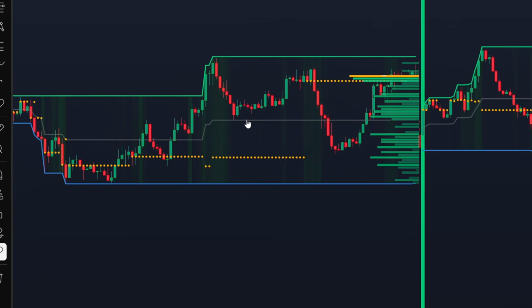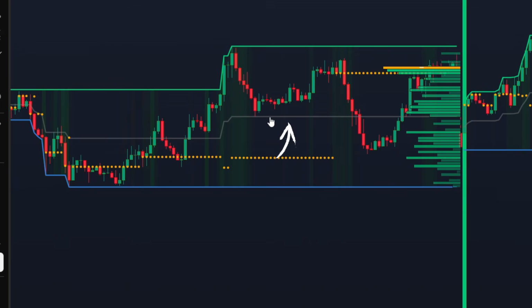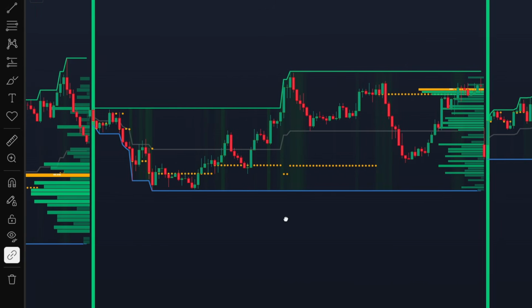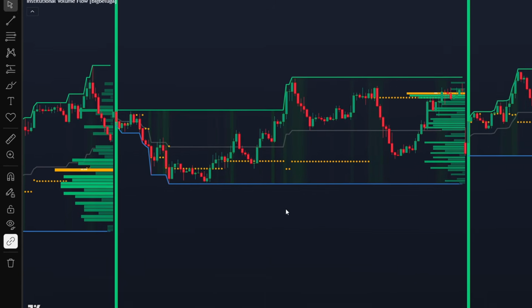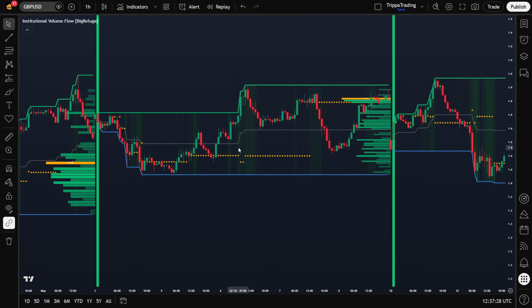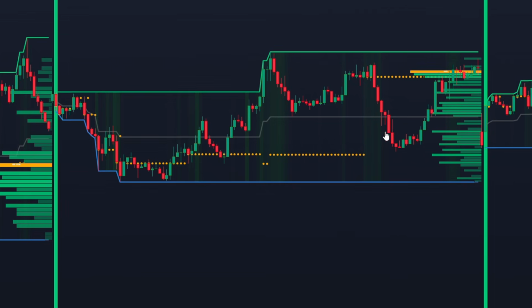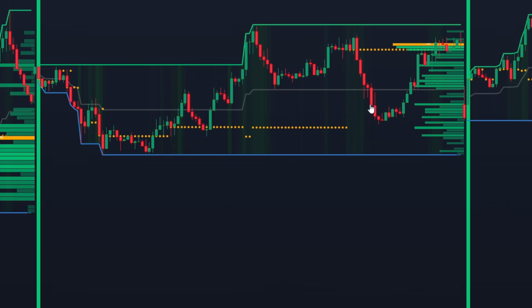Then you also have a gray line in the middle. This is the midpoint between the highest high and the lowest low of the segment. In simple words, it is the average of the segment range, and you can treat it like a balance point or fair value of that segment. So if current price is above that midpoint, then price is trading above that segment's average range. If price is below it, then price is trading below that average.